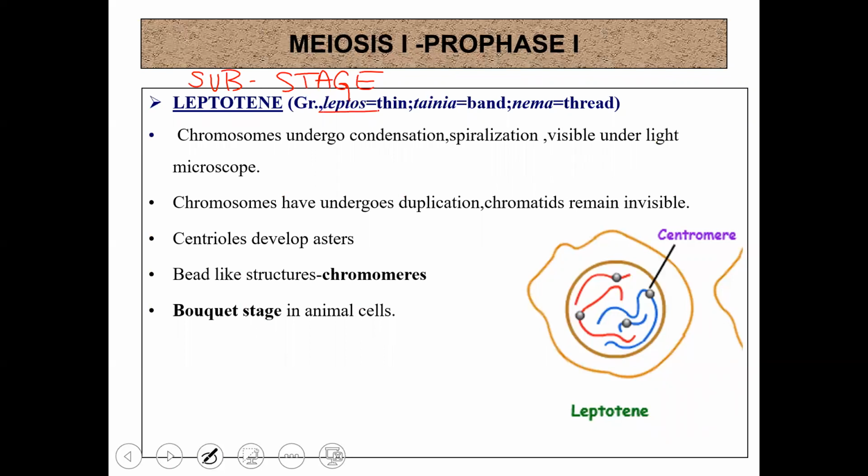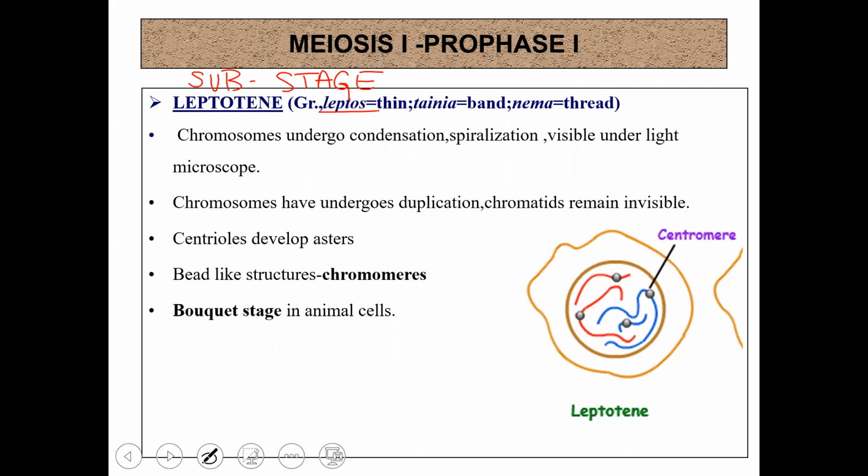The word leptos means thin, tinea is band, nema means thread. So that means thin thread-like structures are present in the form of chromosomes in case of leptotene. Here, just like in case of prophase of mitosis, the chromosomes are thin thread-like structures which undergo the condensation process.